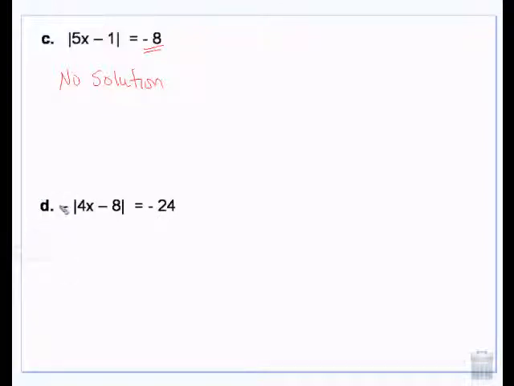Here I have a negative out front. So this is negative. I'm going to basically divide both sides by negative 1 to get rid of it. And now I can solve it. I can either split it into 2 equations, or I can do the compound.